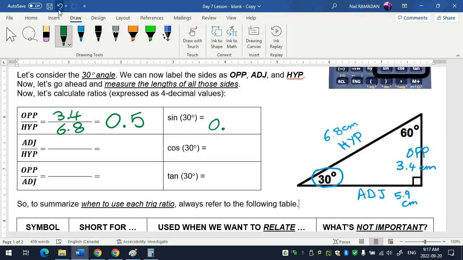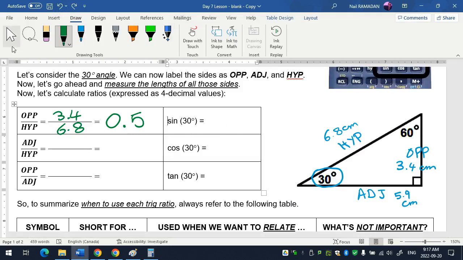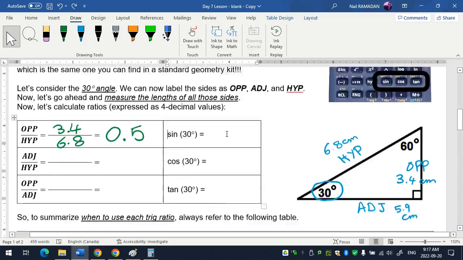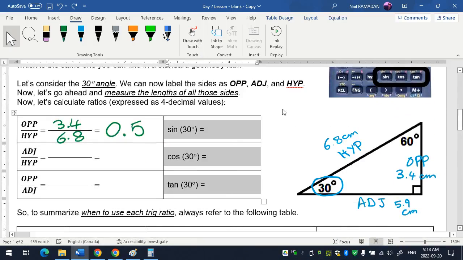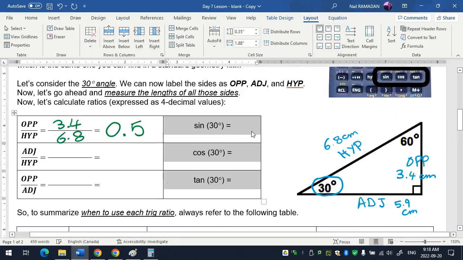Oh, my bad. I have to change the layout as usual every time. My bad. One second. There we go. Change the layout. Now we're good.